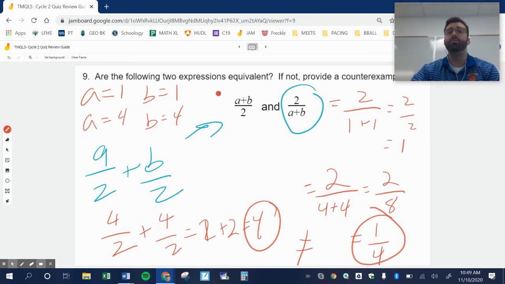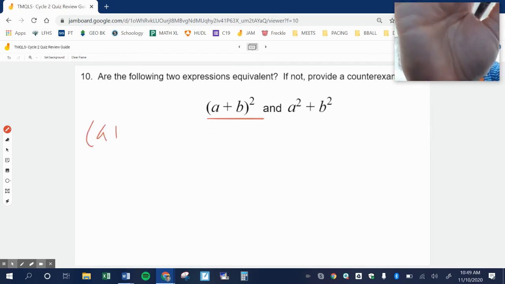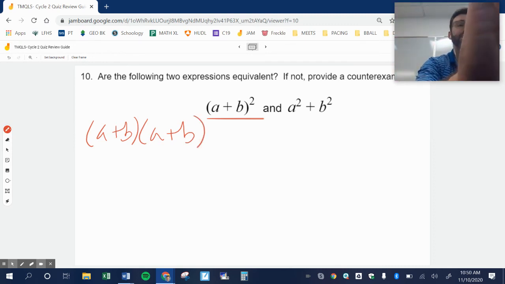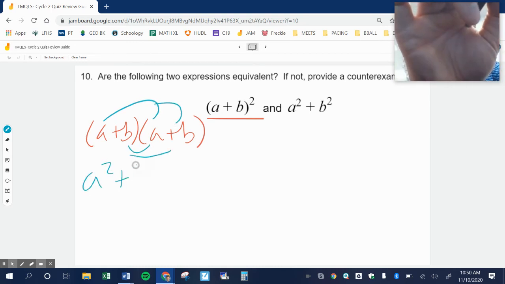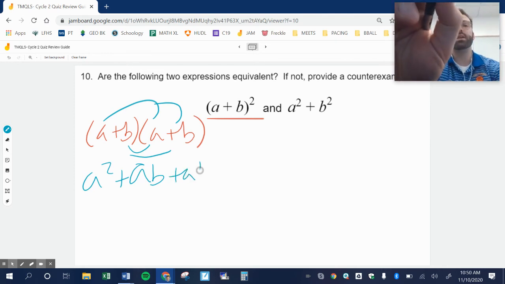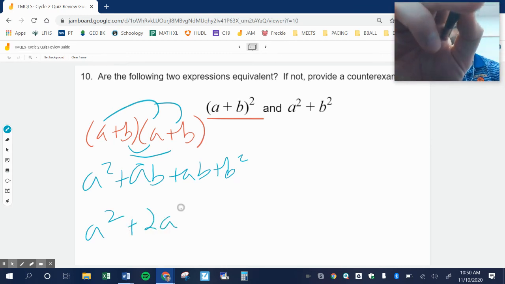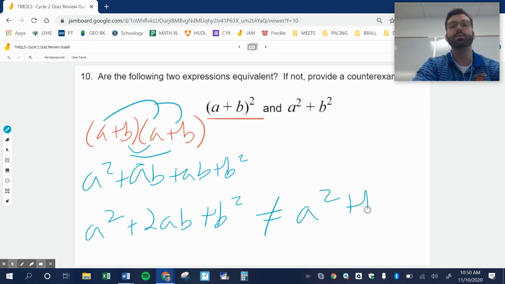I should be able to tell these are not equivalent because there's a binomial on the top and a monomial on the bottom here, and it's the opposite there. It's the reciprocal there. Are these two equivalent? If not, provide some sort of counterexample. Well, I know right away that this a plus b quantity squared is really a plus b times a plus b. If I do that, I have to FOIL here to get a squared plus ab plus ab plus b squared, or a squared plus 2ab plus b squared. That is not equivalent to a squared plus b squared.